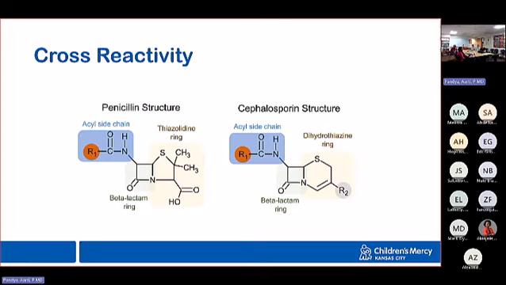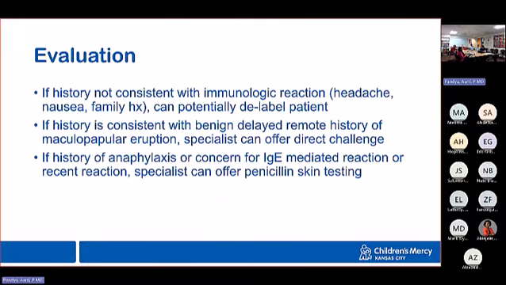So the cross-reactivity, of course, here comes from the beta-lactam ring. We can have different acyl side chains here, which are similarly cross-reactive between certain penicillins as well as cephalosporins. And then our rings here can differ. And so you could have a potential R2 side chain, depending on the ring and depending on the medication that we're prescribing to the patient.